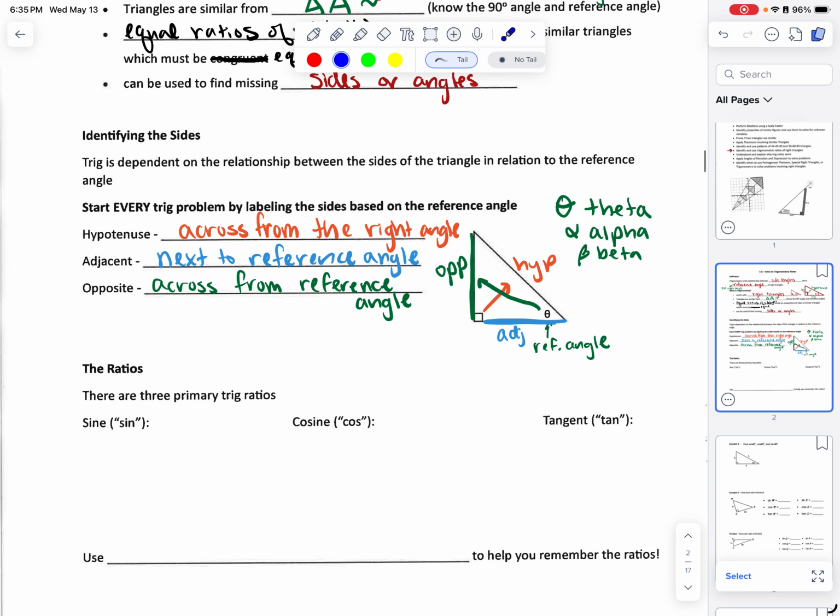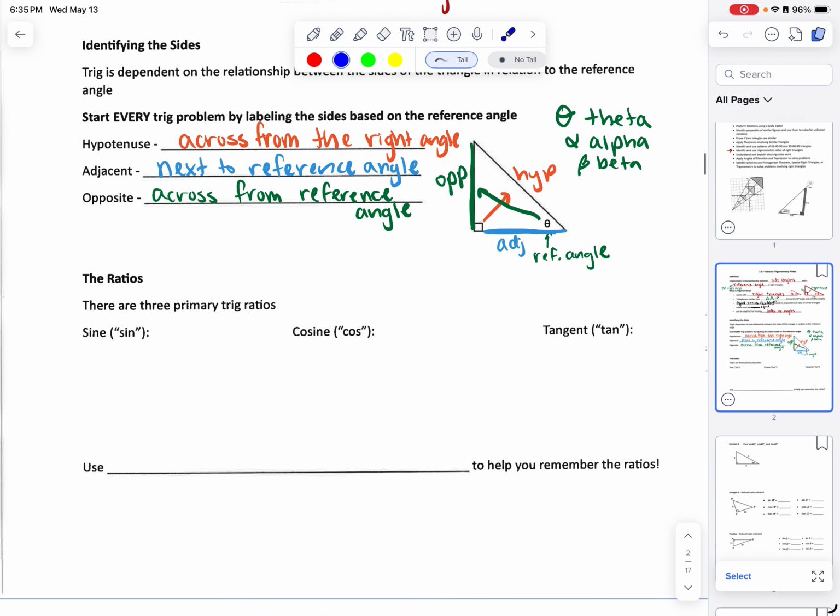All right, so let's meet our three trig functions. We have sine, cosine, and tangent. I always read the word. It is no more than 2 syllables. We do not say sin, cos, or tan. We say sine, cosine, and tangent.